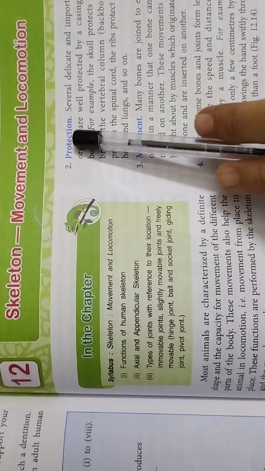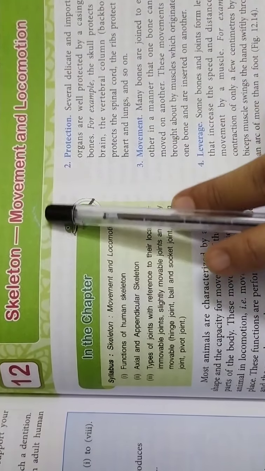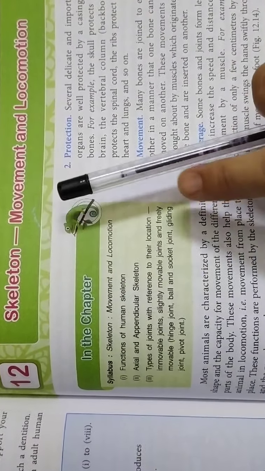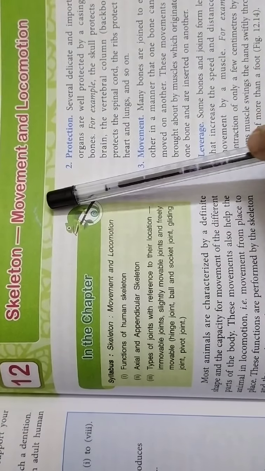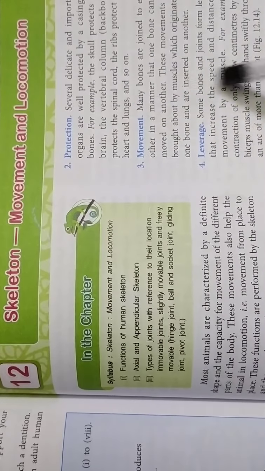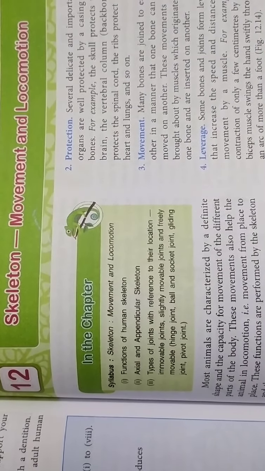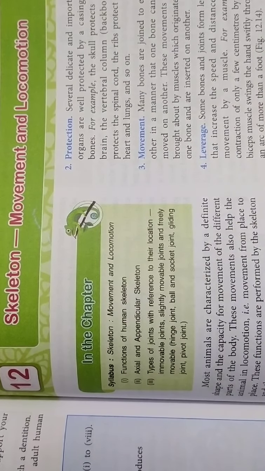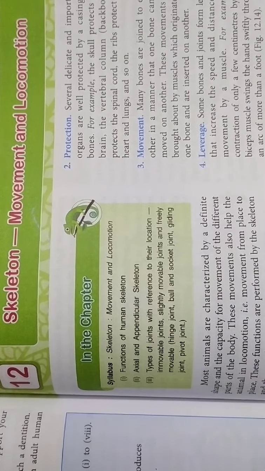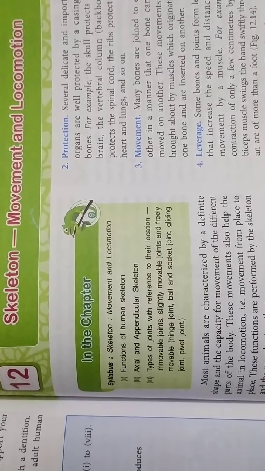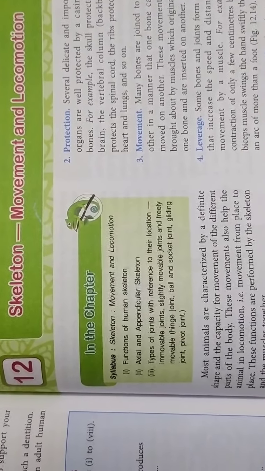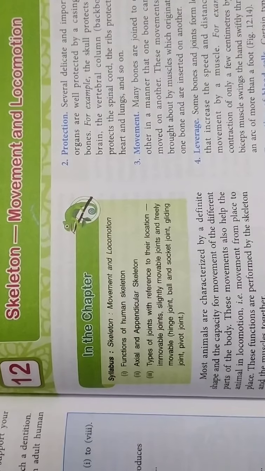Now you know that animals are characterized by a special feature: they can move their body parts, and they can also move their entire body from one place to another, which is called locomotion. For both movement and locomotion, we need muscles and bones. This is possible because we have a skeleton, which provides us a proper shape as well as helps us in movement and locomotion.